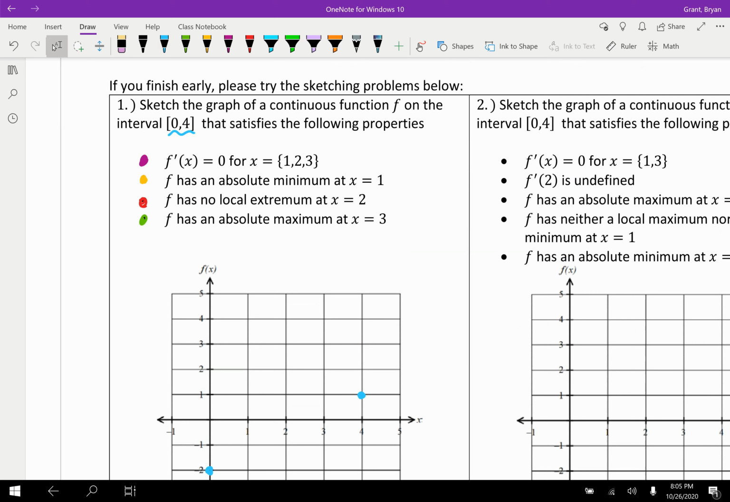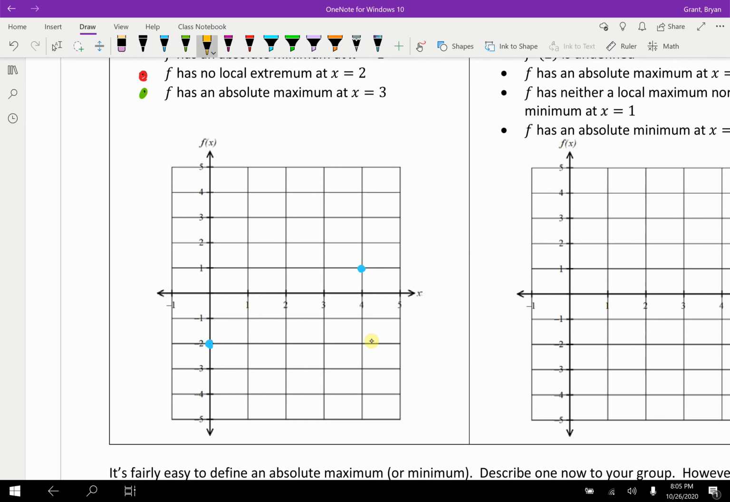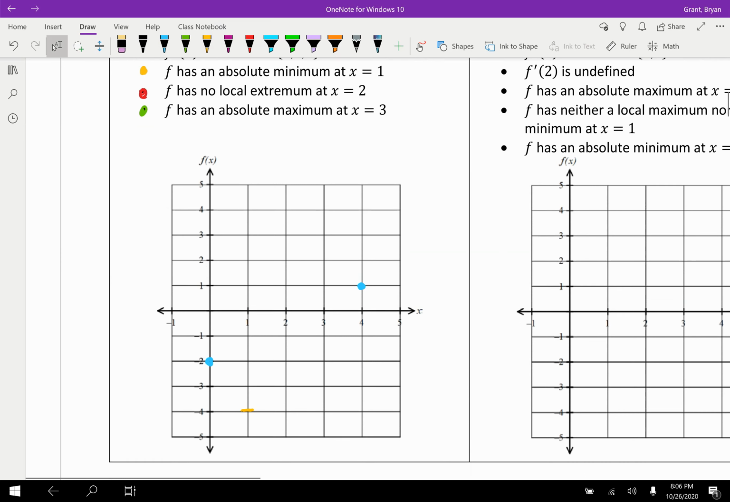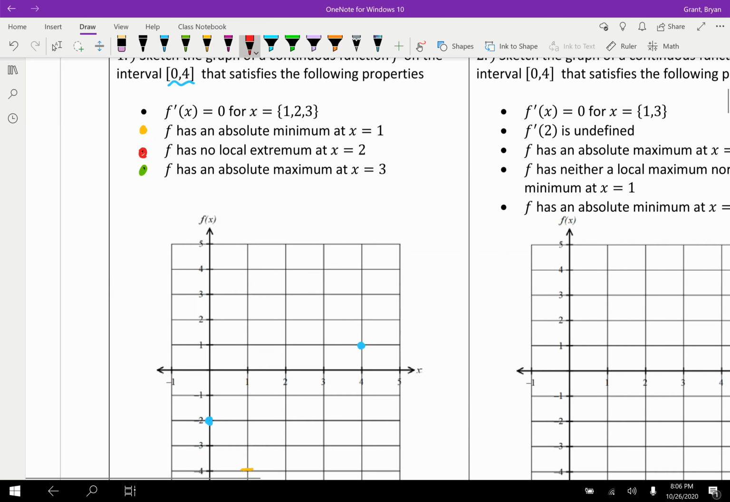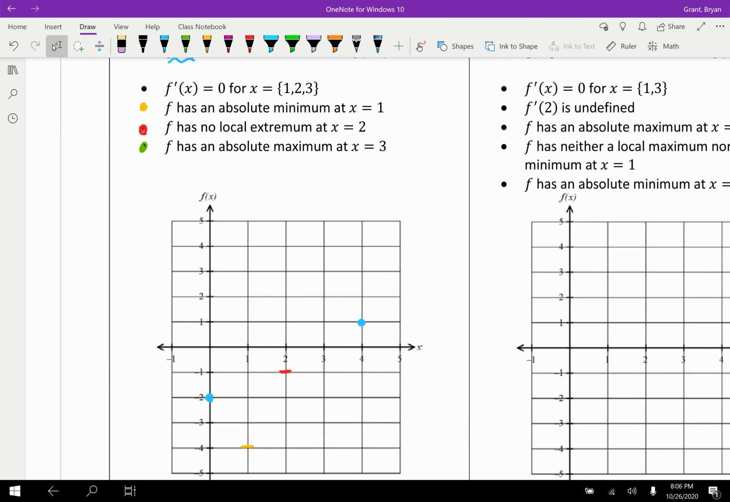We're going to start with the absolute minimum at x equals 1, so I'll do that in yellow. Absolute minimum at x equals 1, well, that's got to be the lowest point, so I'm just going to go ahead and put in a little line here to remind myself the slope or the tangent line needs to be 0. No local extremum at 2, but the slope is 0. So somewhere at 2, I'm going to put a little line here, just to remind me, and I'm just picking these y values randomly, it doesn't matter. And then the last one, absolute max at 3. It doesn't matter, I'll put it all the way up here if we want. I think we probably have enough to build our graph now.